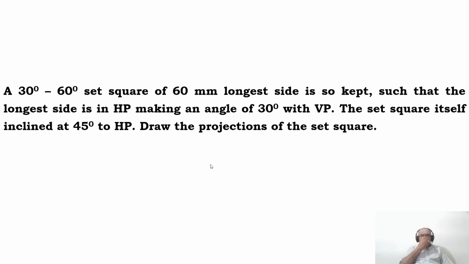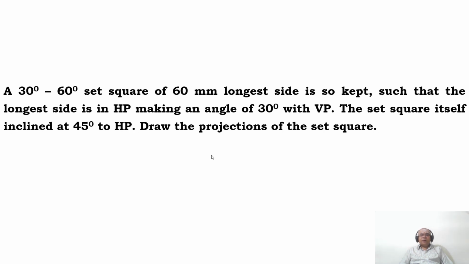So here, how to analyze this problem and solve it manually. See, he says it is a 30 degree 60 degree set square of 60 mm longest side. It is so kept such that the longest side is in HP and making an angle of 30 degree with VP. The set square itself is inclined at 45 degrees to HP.